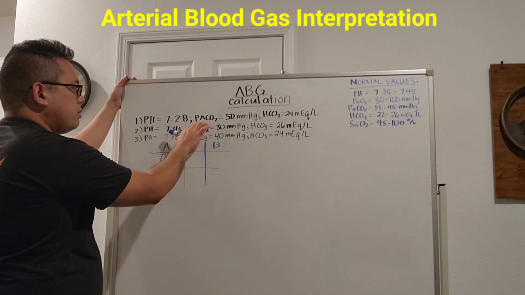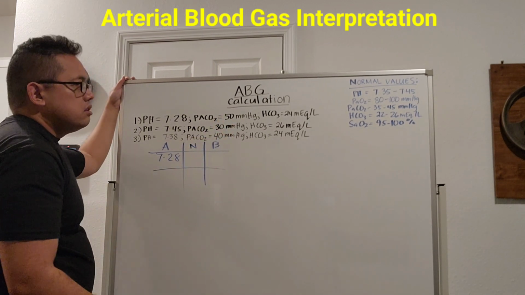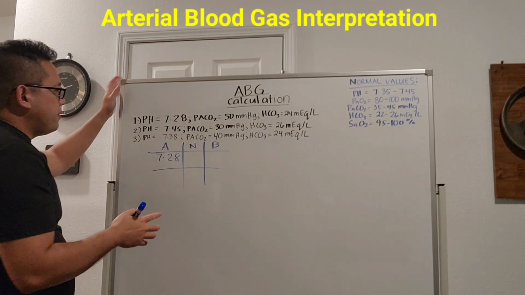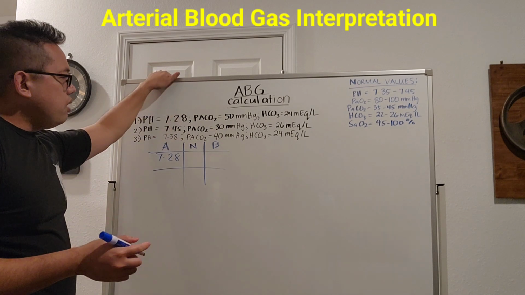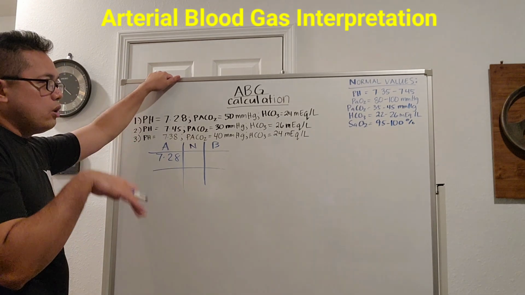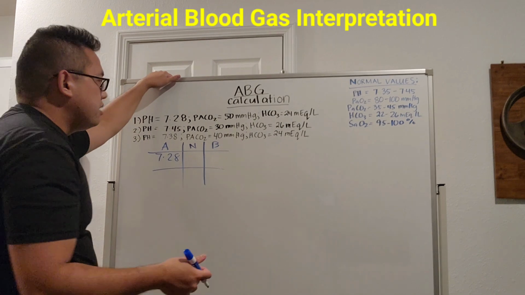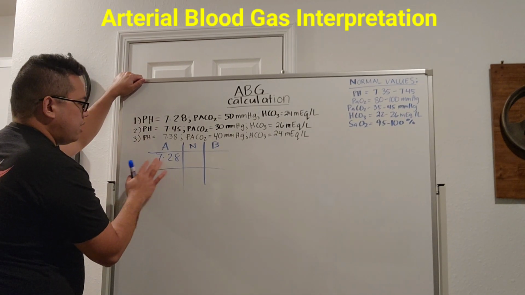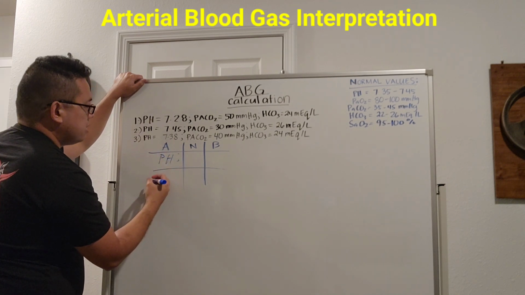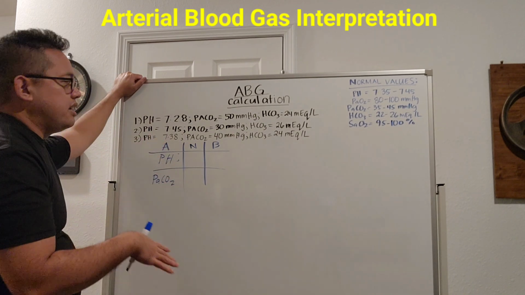Alright, the next value would be the PaCO2, and the given one is 50. So that's going to be acidic also, because when it comes to PaCO2, if it's above the level, it's going to be acidic, and if it's lower than 35, it's going to be basic. So it's kind of inversely proportional. So for this one, I'm going to switch it to pH, and our PaCO2 is also on the acidic side.